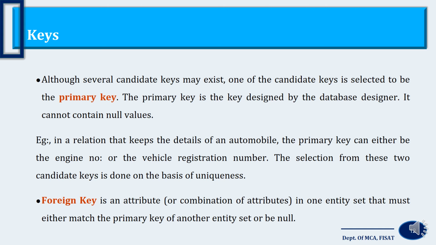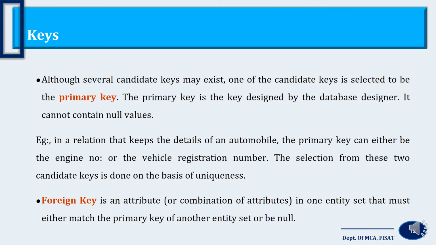We can have several candidate keys, and one among the candidate keys is selected by the database designer and is termed the primary key. So the primary key is one of the candidate keys selected by the database designer. With the help of this primary key, we can uniquely identify the particular entity in the entity set. Let us consider an example that keeps the details of an automobile. The primary key can be either the engine number or the vehicle registration number. Among these two, one will be selected by the database designer as the primary key. Fine, that's about the primary key.